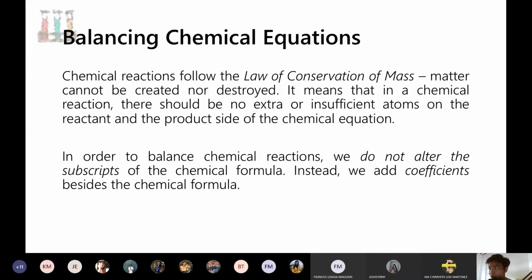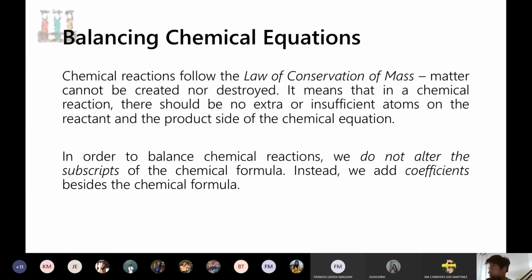So that means in every chemical reaction, there should be no excess nor lackness of atoms. Hindi pwedeng sumobra yung atoms, hindi pwedeng kumulang. So that means the number of atoms you have in your reactant should be equal to the number of atoms you have in the product side. Hindi dapat kulang, hindi pwedeng sobra. Kasi yun yung sabi ng law of conservation of mass. So that means that we have to balance them. And then again, let me reiterate lang, when we balance, we do not change the subscripts.